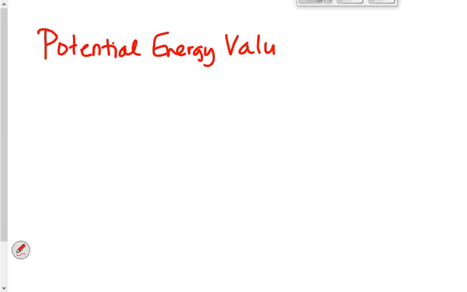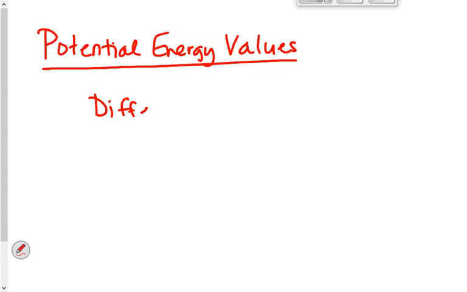So now we're going to talk about how to determine potential energy values and hopefully even do a problem. One of the important things that we need to remember about assigning actual values to potential energy is that we can only discuss the difference in potential energy between two configurations.